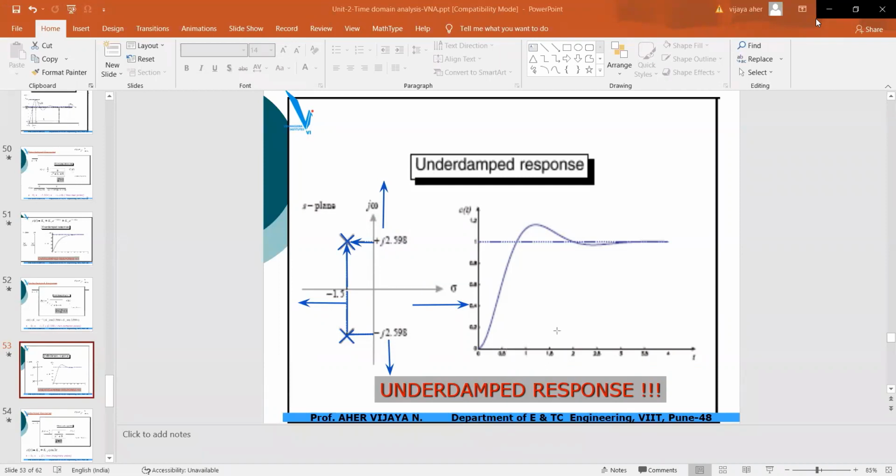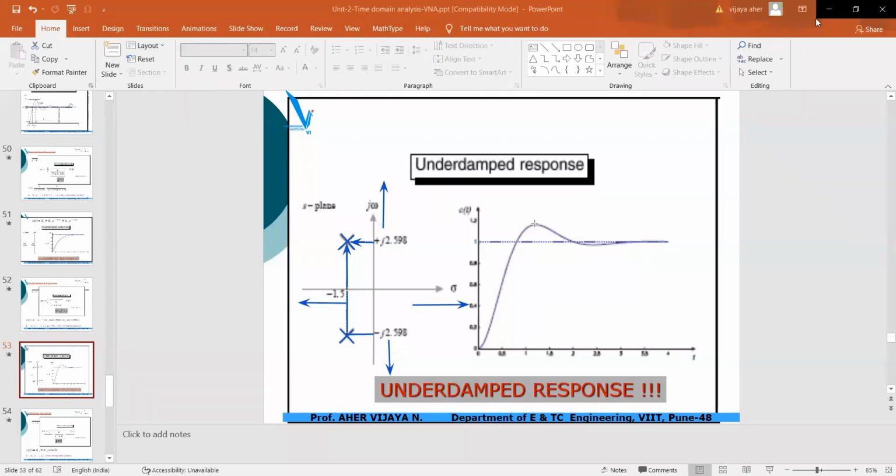Now this is nothing but response of underdamped system. In overdamped system, your system became stable from here, right? There is no overshoot. For underdamped system, your response is going above 100%. So you got over here overshoot.